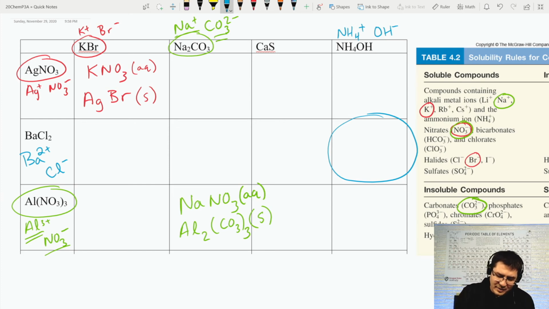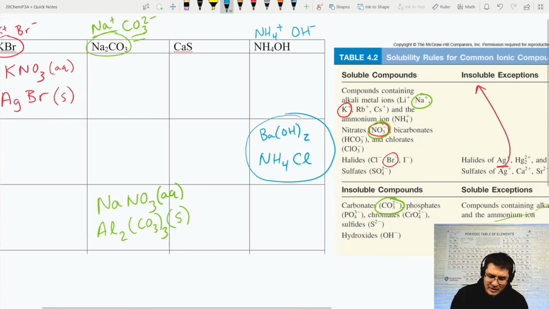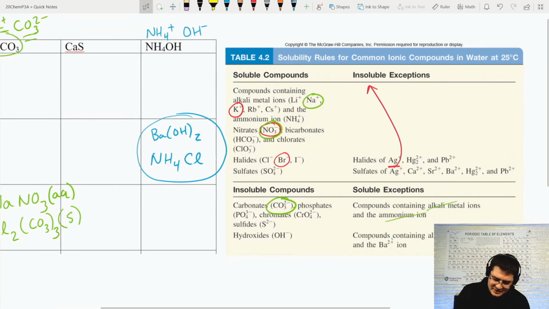Well, barium can partner with hydroxide, Ba(OH)2, or ammonium could partner with chloride. And those are plus one and minus one. Okay. Now in this case, and we've talked about, I think, all of these species, barium hydroxide is an exception, a soluble exception to the hydroxide rule. So this one is aqueous.